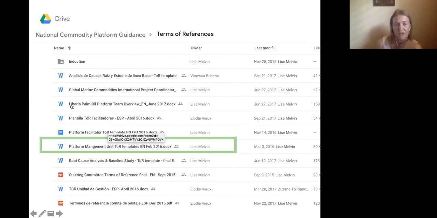And you have examples like the Liberia palm oil team. I helped to write the terms of reference for that, so you can see how it was nuanced a little bit for them. Also for the fisheries program, there are different templates for the projects as well. And here's also where you have the steering committee terms of reference in that folder.